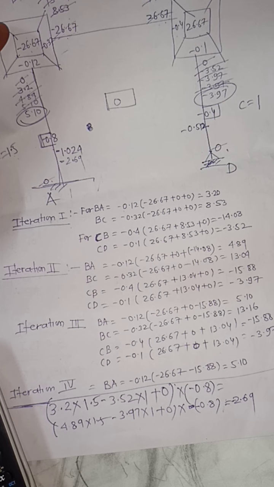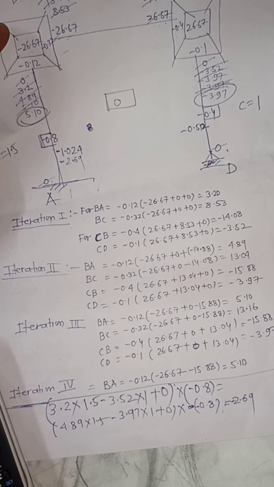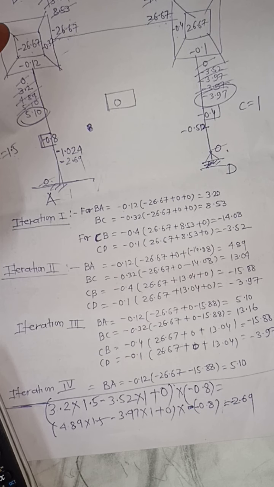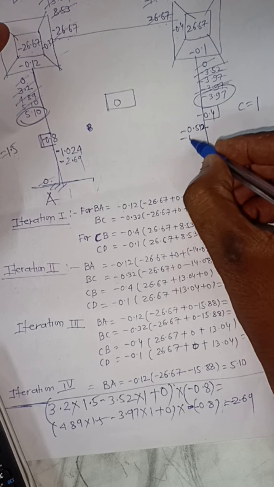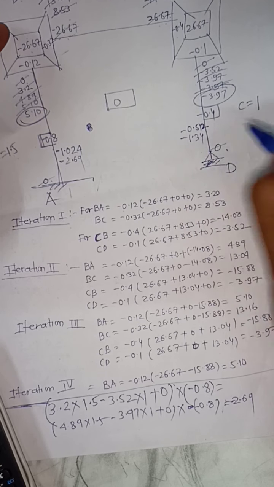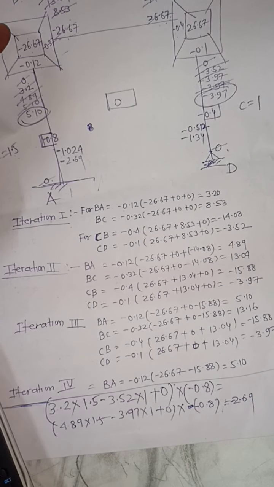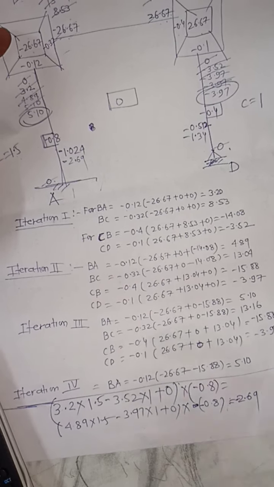4.89 into 1.5 minus 3.97 into 1, multiplied by minus 0.4, this is the second value, that will equal minus 1.34. Okay, so just like this we have to multiply this.